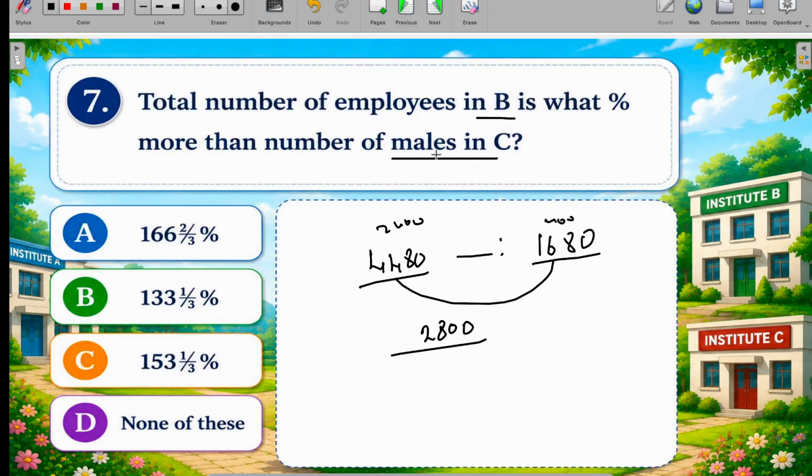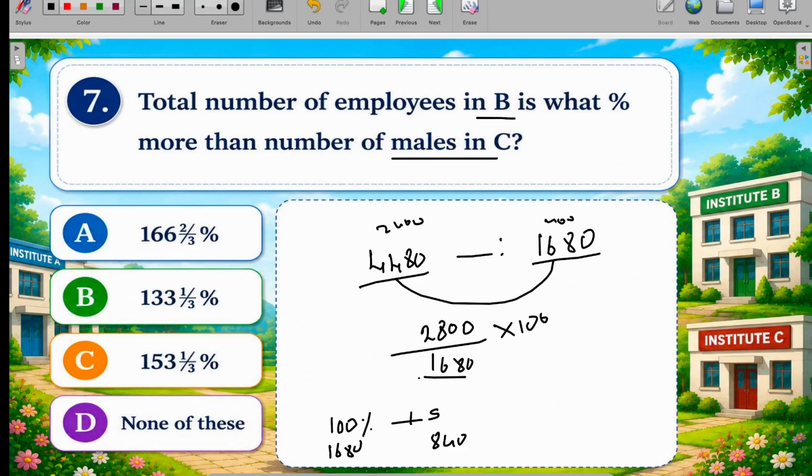Compared to which? More than males in C. Males in C will be 1680, into 100. So this is almost not double but very close to it. Let's solve it. See, this is the kind of question, how to solve it easily. 100 percentage is 1680, we know. 100 percentage plus 50 percentage, because we have options 160 and 150. I'll check 50 percentage. 50 percentage will be 840.